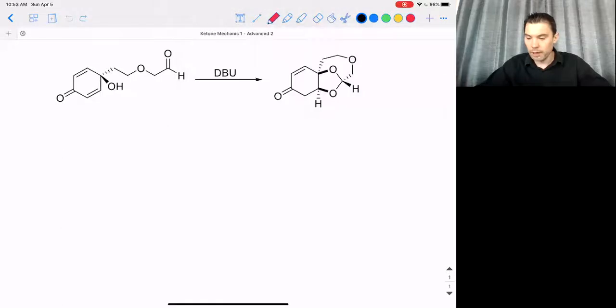Whenever looking at a mechanism, some of the first things I try to do is identify what bonds are being made or broken. And I do that by comparing the starting material to the product. And so one thing that I notice is that this double bond here is not present in the product. And so at some point, we're going to need to be able to do an addition to that double bond.